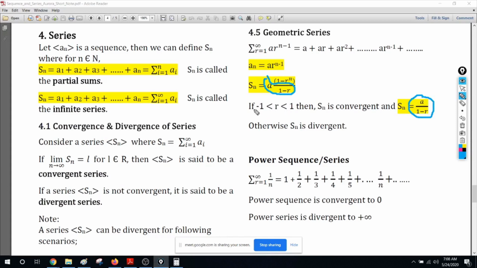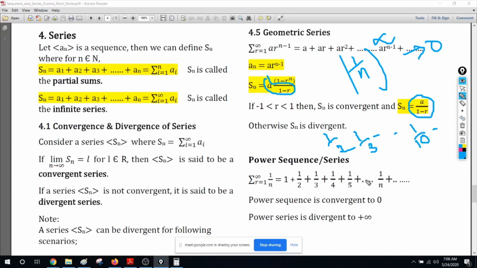When r is a proper fraction, the infinite power of such a fraction is going to be 0. You know, 1 upon 2, 1 upon 3, 1 upon 10, likewise. Now when you go on forever, it gets closer and closer to 0. Therefore this r to the power n is going to be 0. 1 minus 0 is 1, so a into 1 divided by 1 minus r is going to be like this.